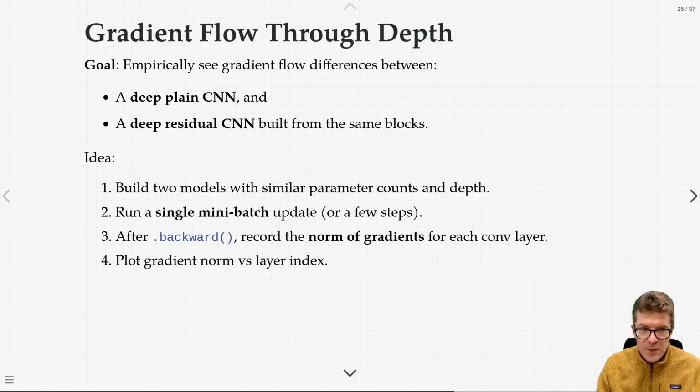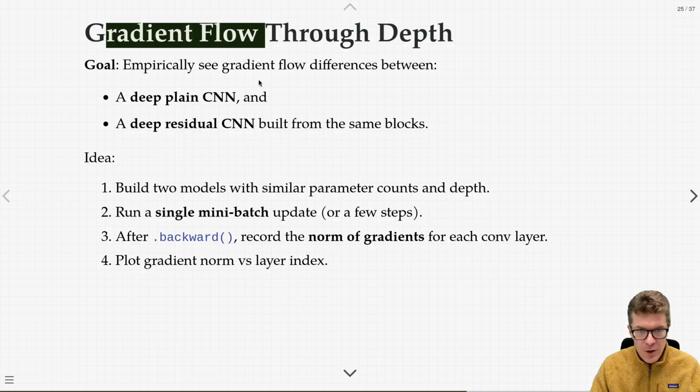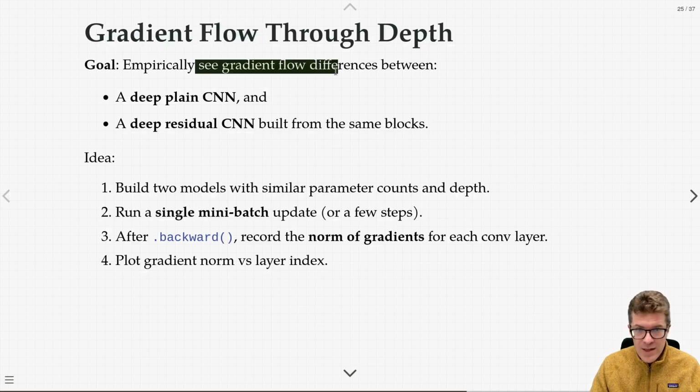Worked example 2. So, gradient flow. The whole point of ResNets is to push gradient flows back through the neural network through these skip connections. So I want to see if we can see any kind of gradient flow differences between a plain CNN and a residual CNN built from the same blocks. So we're going to go ahead and just take a look. We're going to peek under the hood.